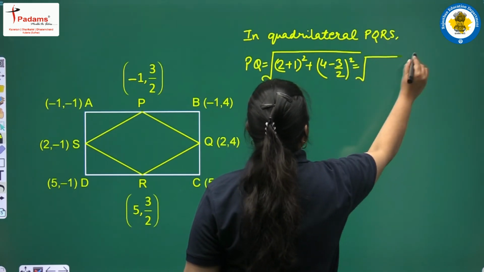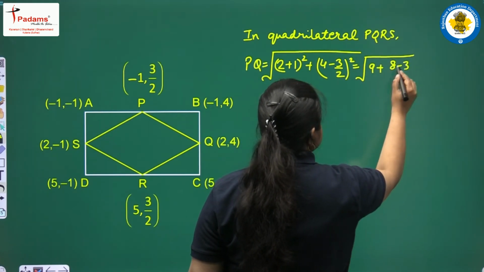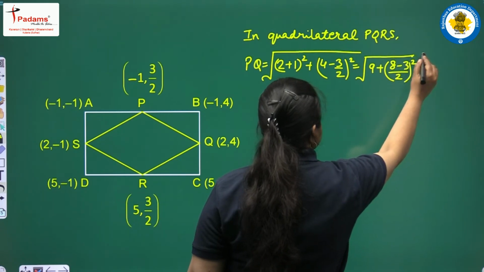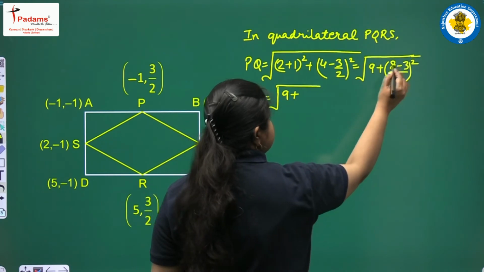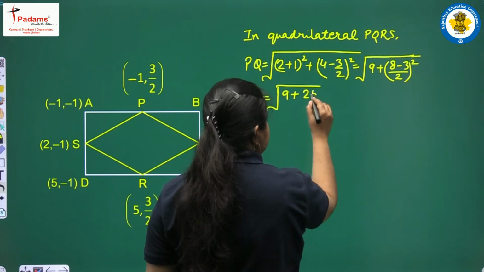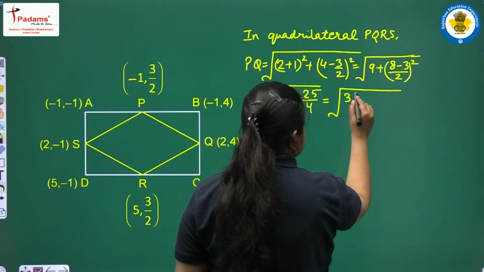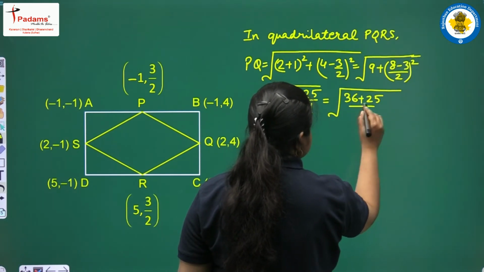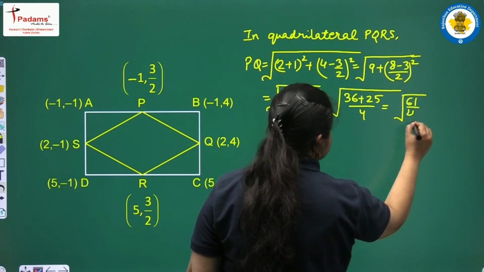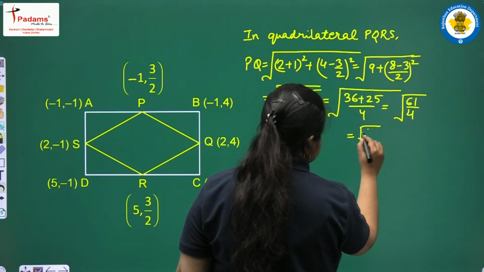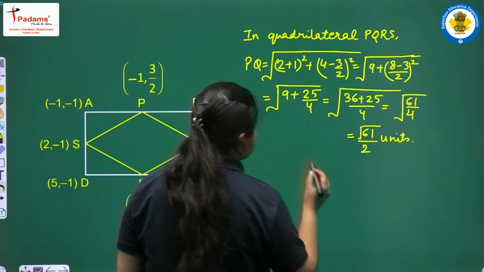This will be further 2 + 1 is 3 and 3 square is 9. Here we will have 4 2s are 8 - 3/2 whole square. This can be written as 9 plus here 8 - 3 is 5, 5 square is 25 and 2 square is 4. Again here we will get 9 4s are 36 plus 25 upon 4. This is equal to square root 61/4, or we can write it as square root 61/2 units. This is the length of PQ.